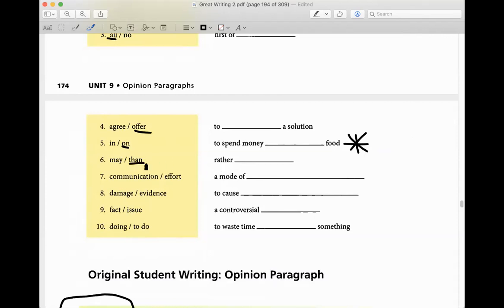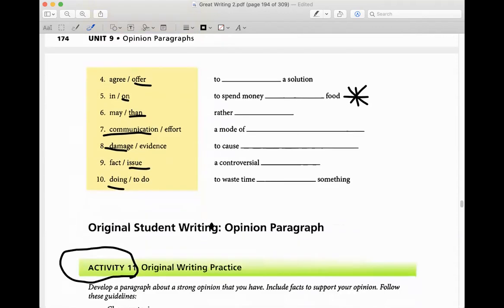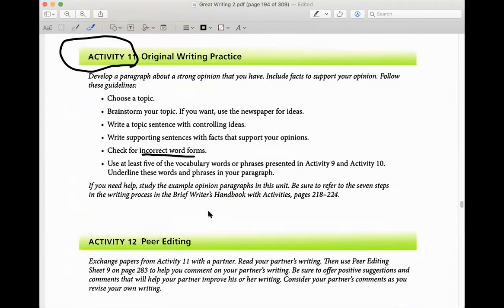Rather than a mode of, a type of communication to cause damage, a controversial. So if it's controversial, we talked about that in our opinion paragraph. That's got to be an opinion, so it can't be a fact. A controversial issue. And to waste time doing something. Don't waste time playing video games, right? Don't waste time doing something when you should be doing your homework.